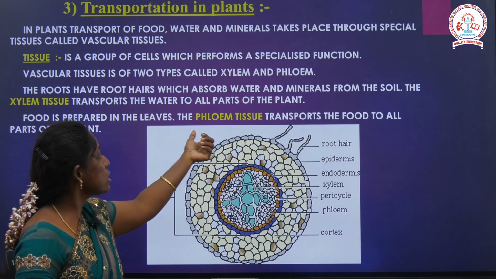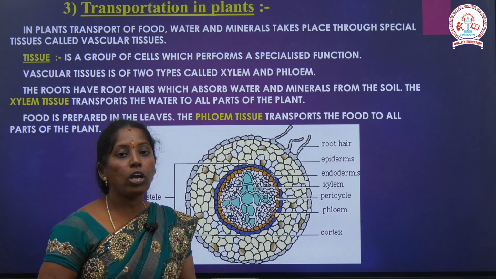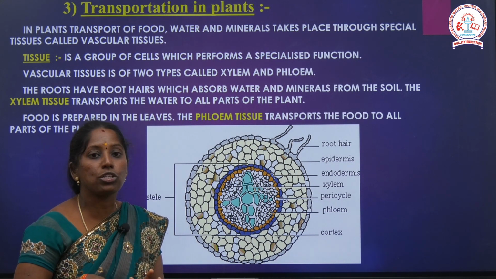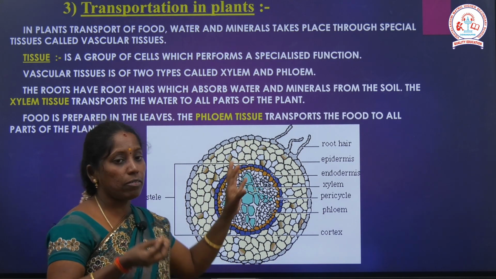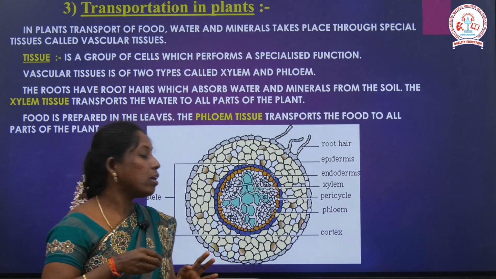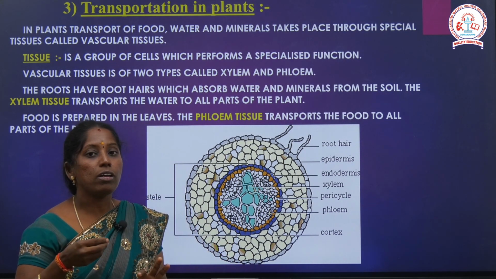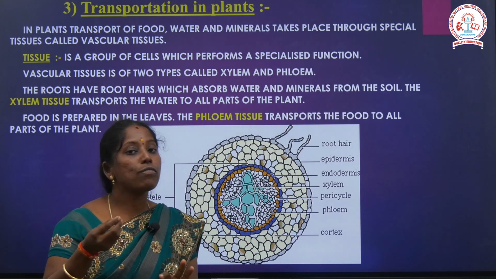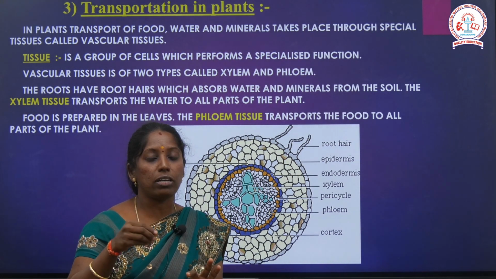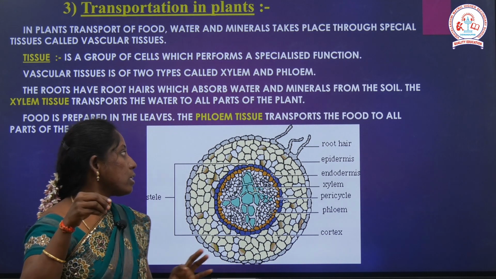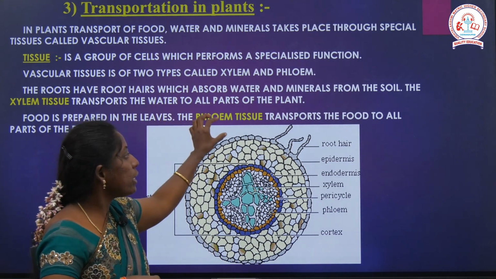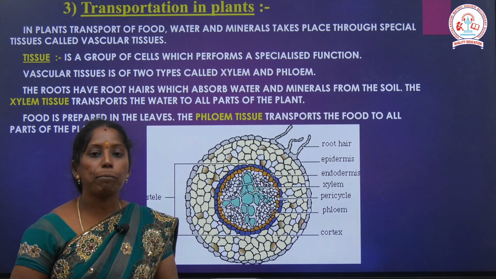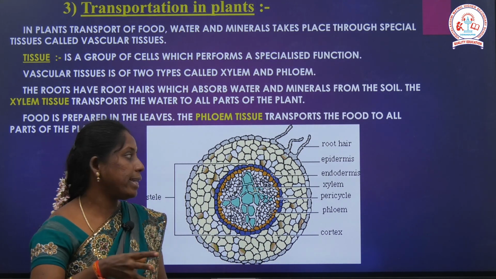The next one is phloem. Phloem also does one function. It is also involved in transportation. Is just water enough? Food is needed, right? Which will prepare the food? Leaves only. So leaves prepare the food by which process? The photosynthesis process. We already studied that in an earlier lesson. So phloem transports the food to all parts of the plant. From where? From the leaves.